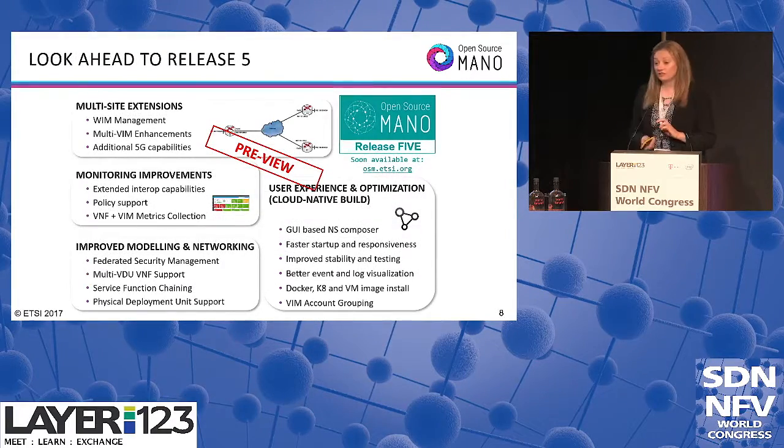So looking ahead to release 5, I've touched on a few of the new features, but here are the core themes that you should expect to see in release 5. The first is these multi-site extensions and this concept of WIM management, or WAN as a VIM management. So having multiple VIMs in disparate locations, having OSM be the master orchestrator to be able to do that, and start building network services that happen to span multiple VIMs. This is something that's new for release 5.